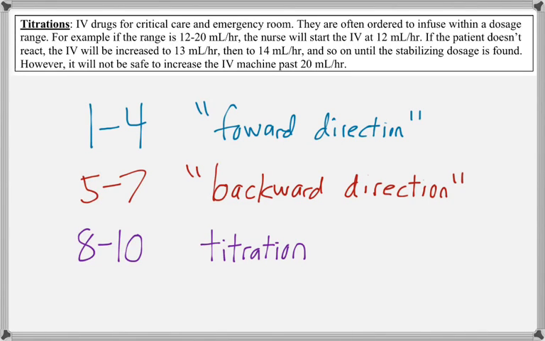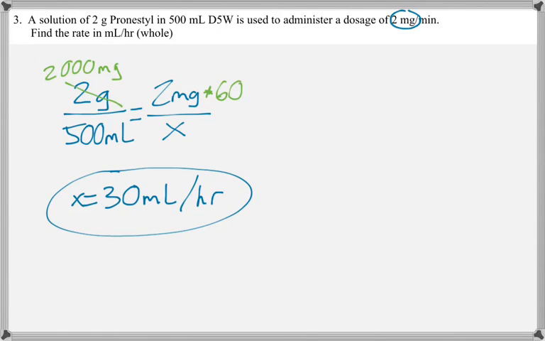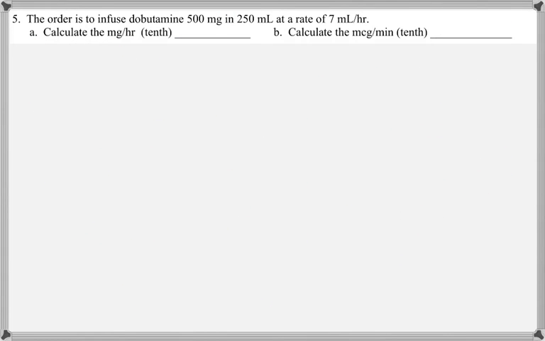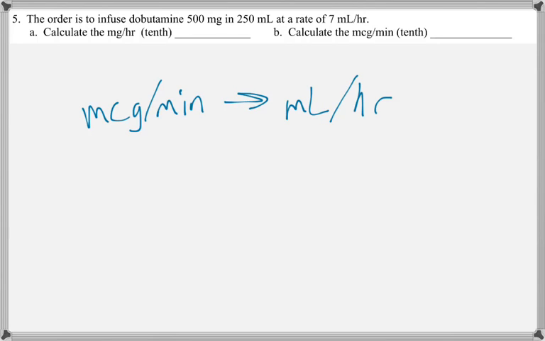So we've just finished questions 1 through 4, which were the forward direction. And now we're going to be looking at questions 5 through 7, which are the backward direction. So in questions 1 through 4, we were given the rate in mcg per minute, and we had to convert it to ml per hour.